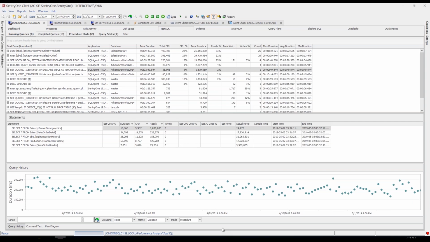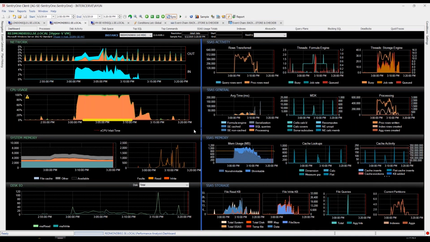So this is just a sampling of the type of insight that we can give you in SQL Server through the dashboard and TopSQL. And of course, we're just scratching the surface. Now what I want to do is switch gears a little bit and show you a little bit about what we can do for you if you happen to be running SQL Server Analysis Services. I'm pulling up Redmond BI02, which is a multi-dimensional instance of SSAS, but we can also support tabular.